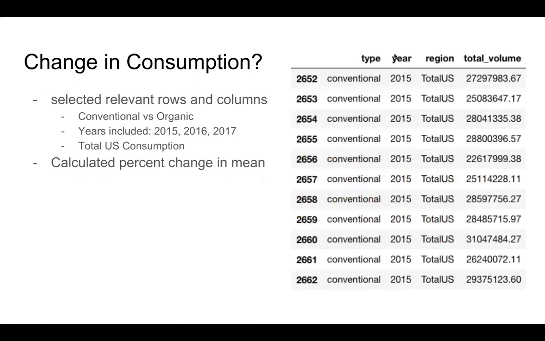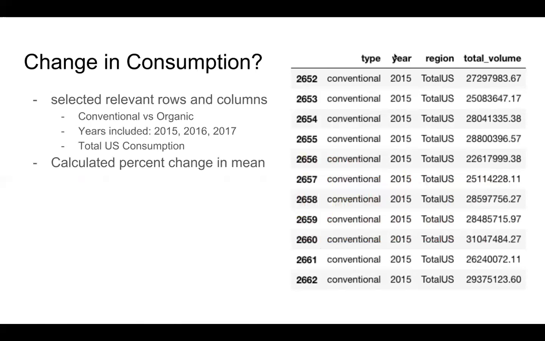The type of avocado was either conventional or organic. We examined these separately in order to determine whether there are any trends or relationships between the consumption of these two types of avocados. The relevant years were 2015 through 2017. We excluded 2018 items since a full year of data is not yet available. Lastly, for the region, we focused on data pertaining to total US consumption.